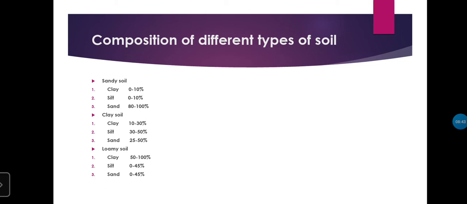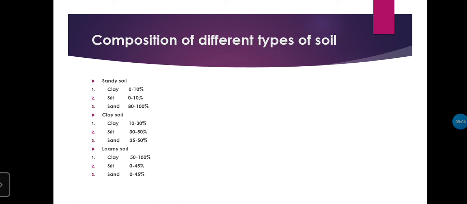Now we are going to talk about the composition of different types of soil. Sandy soil: under that, clay is 0 to 10%, silt 0 to 10%, sand 80 to 100%. Okay, what is more abundant in sandy soil? That is sand, 80 to 100%.